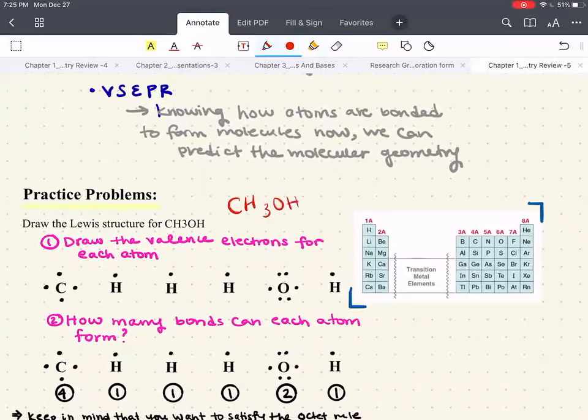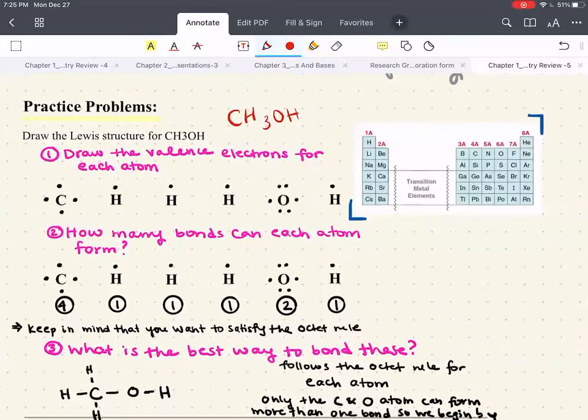All right, we're going to follow all the same steps we talked about earlier. First step, draw the valence electrons for each atom individually. Here we have our carbon, our 3 hydrogens, our oxygen, and then that 4th hydrogen. Next, we want to answer how many bonds can each atom form. Well, carbon can form 4, all the hydrogens form only 1 bond, and oxygen forms 2.